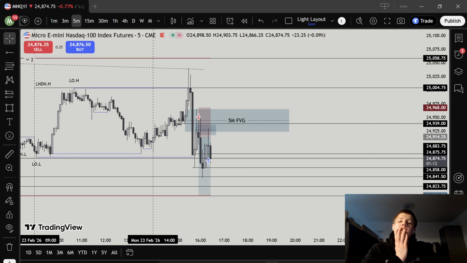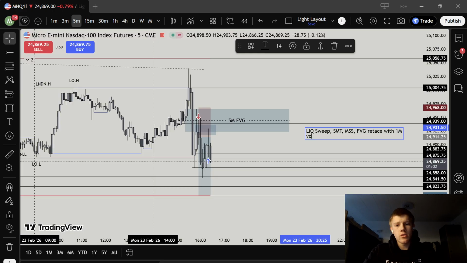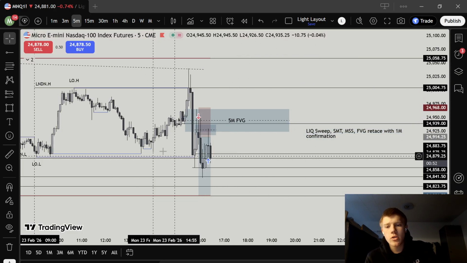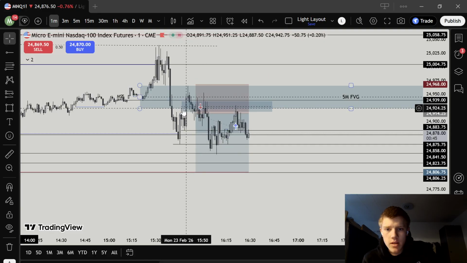And my A plus setup is a liquidity sweep, SMT, market structure shift, and a value gap retrace with 1 minute of formation. That's my A plus setup, and that was exactly what happened. We had a liquidity sweep with an SMT, we had a market structure shift, we then had a value gap retrace, and after this value gap retrace, we inverted this gap to the downside.